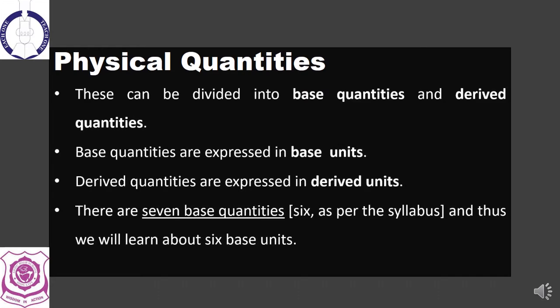Physical quantities can be divided into base quantities as well as derived quantities. The units for base quantities are expressed in base units, and that of derived quantities are expressed in derived units. Even though there are 7 base quantities, as per our syllabus, we will be limiting that number to 6, and thus we will learn about 6 base units.